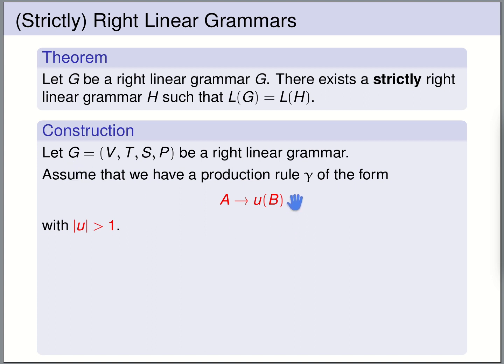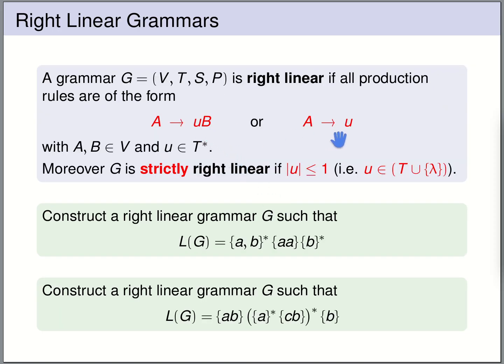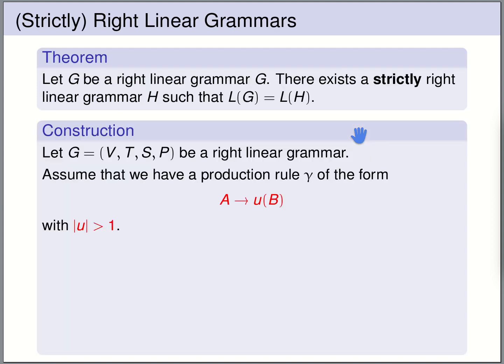So if we have a rule that is not strictly right linear, so where this terminal word u has length greater than 1, so is longer than a single letter, then we are going to split this rule into 2, such that u becomes shorter. I'm putting the B, this variable, in brackets here, because in our right linear grammar, the production rules can or cannot have a variable. If I put this in brackets, it means it can be there, but it does not need to be there. And it's to be understood that in the sequel, if I put this in brackets again, it means that the B should be there if it's present here.